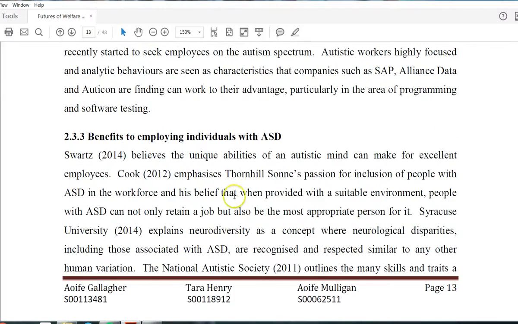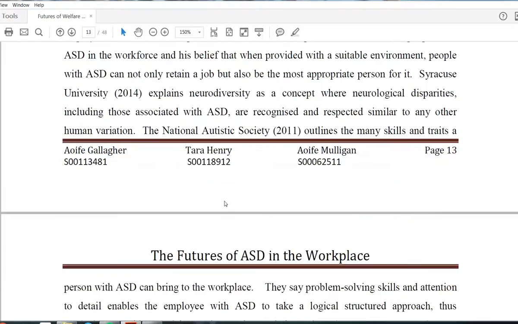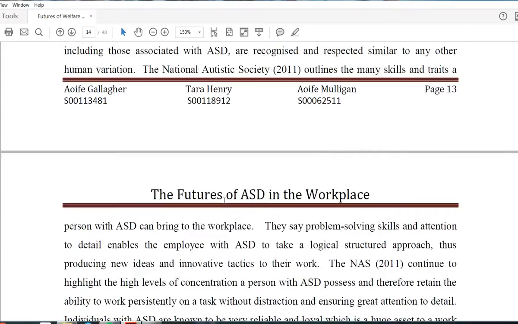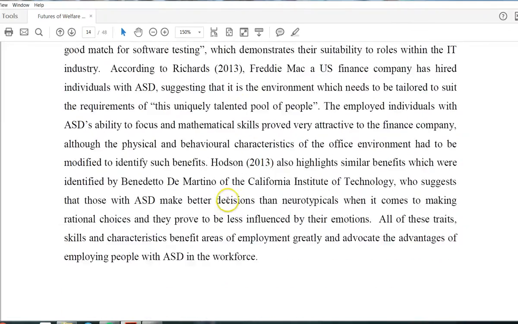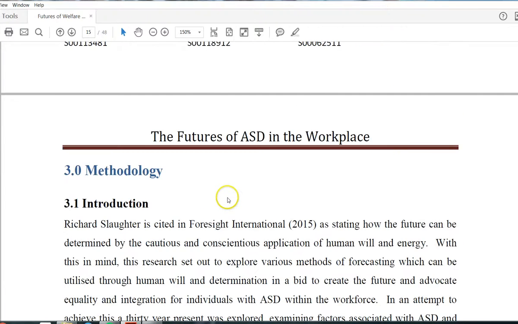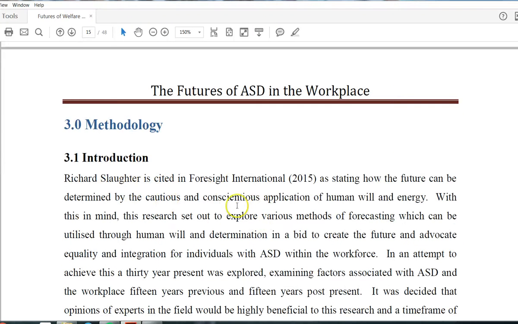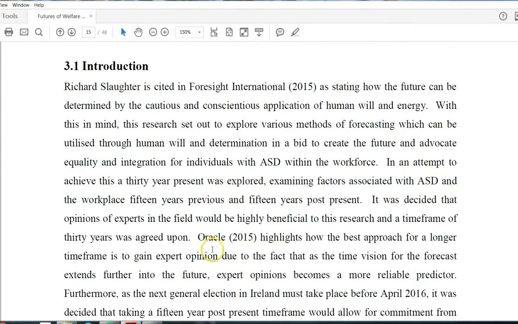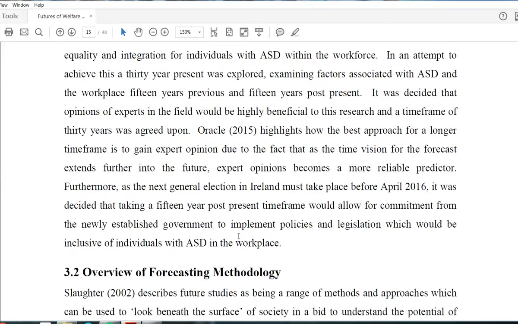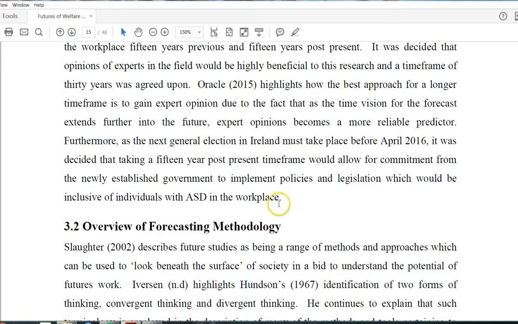Now, obviously, I'll be posting this assignment to a specially labeled folder for you all to have a look at as a PDF in much more detail yourselves. So you can pick that up. It'll look at the methodology, which comes under section 3. They mention our old friend Richard Slaughter. They talk about the oracle. Now, I personally would have gone into perhaps more detail about what future studies is in that section.